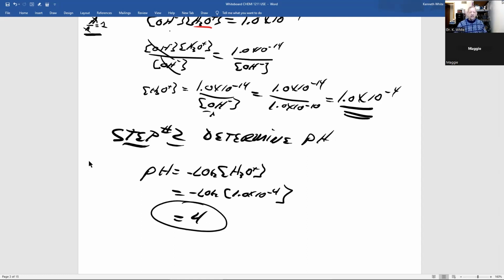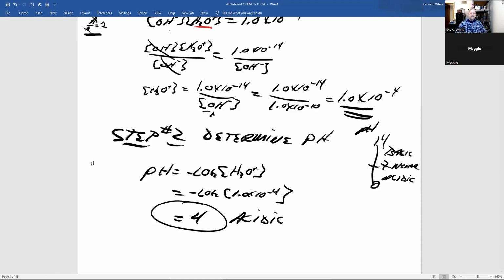Is that acidic, neutral, or basic? You should know the pH scale. At 7 is neutral. Above 7 is basic. Below 7 is acidic. And therefore, 4 is less than 7. This is acidic.